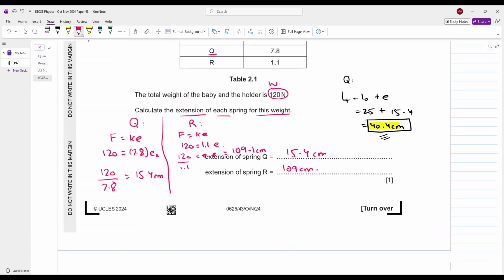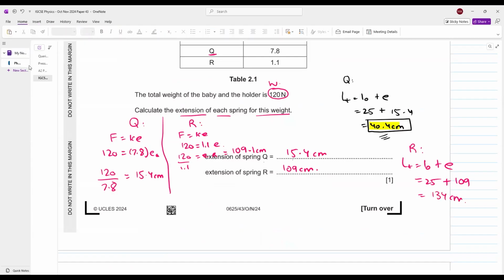If you do this for R, can you calculate the total length of R? L naught plus extension. L naught is 25. Extension here is 109. Can you see this is way larger? This is 25 plus 109. This comes out to be 134 centimeter.